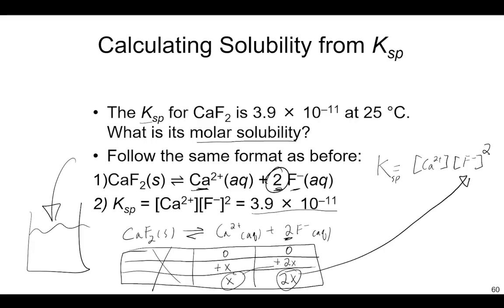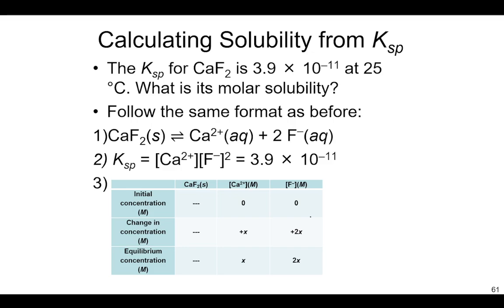Now I can plug these into my expression for K, set it equal to my value of K, and solve for x, which will tell me something about the concentration of these ions at equilibrium. I have that shown a little neater here. Here's the ice chart. Left side is nothing. Right side starts at 0, goes up by some amount dictated by stoichiometry, 2x for fluoride, 1x for calcium, such that at equilibrium we have x and 2x.